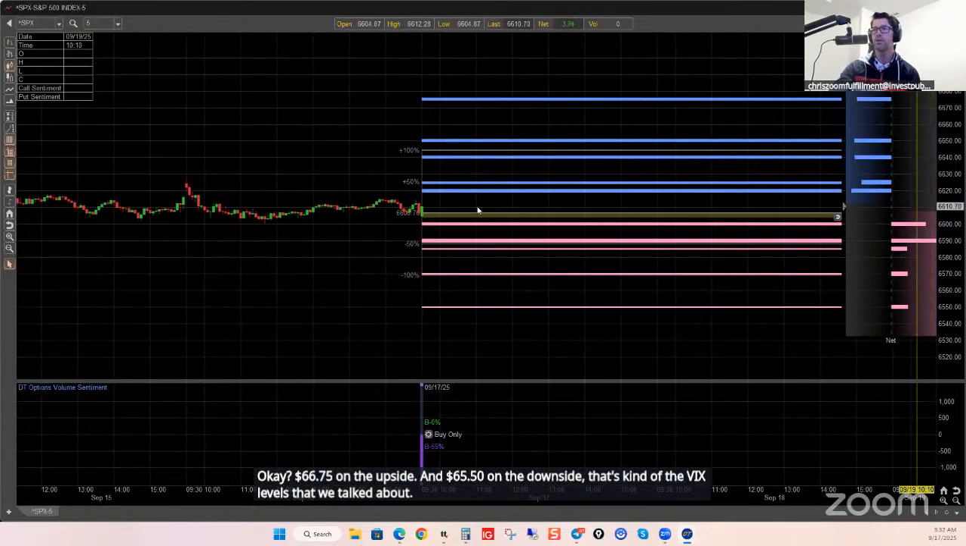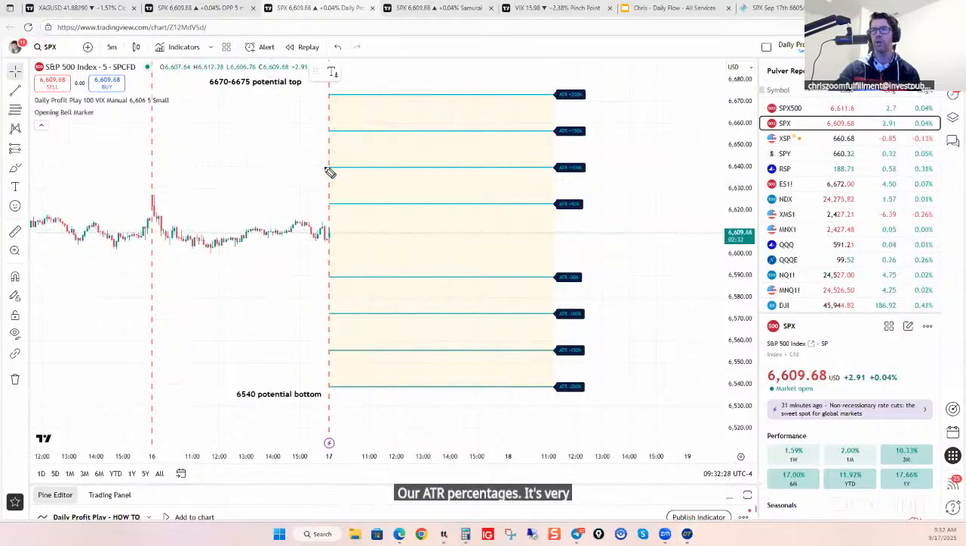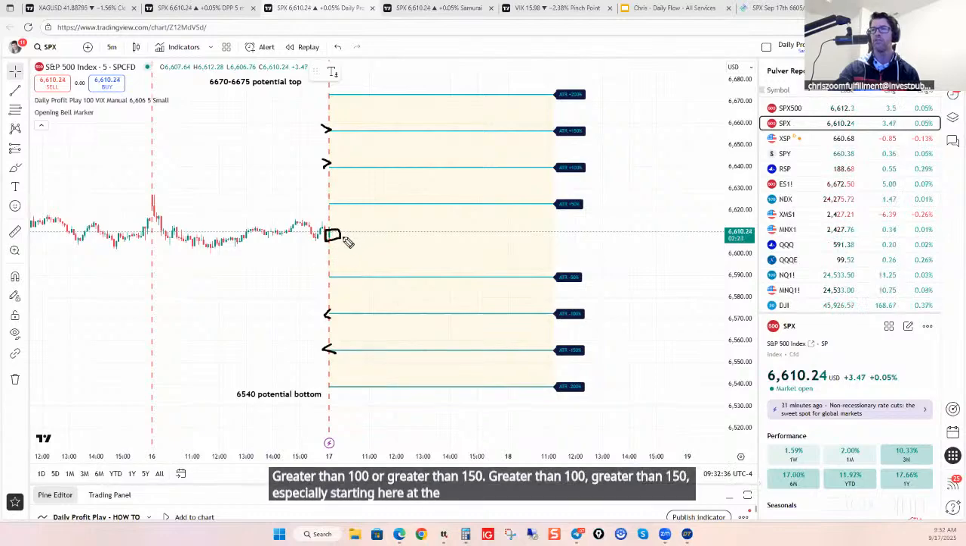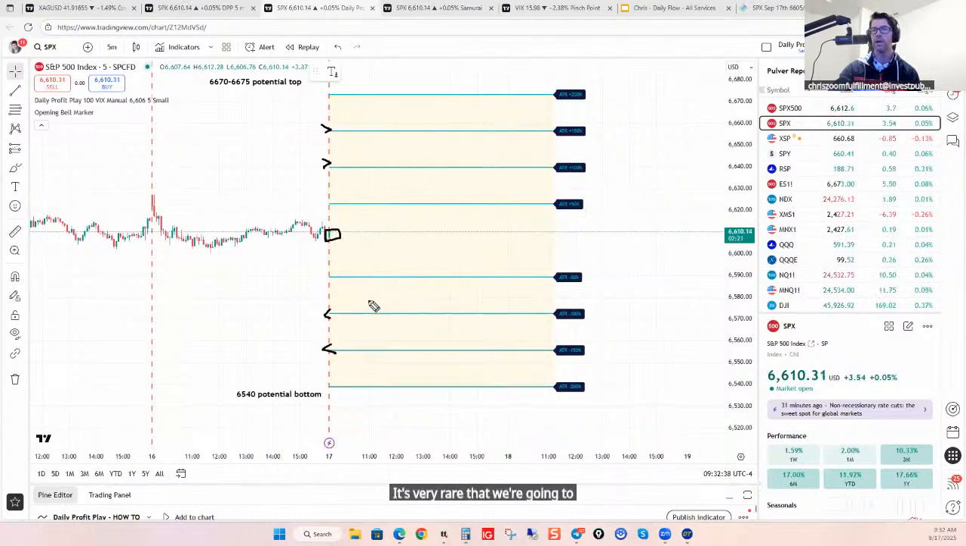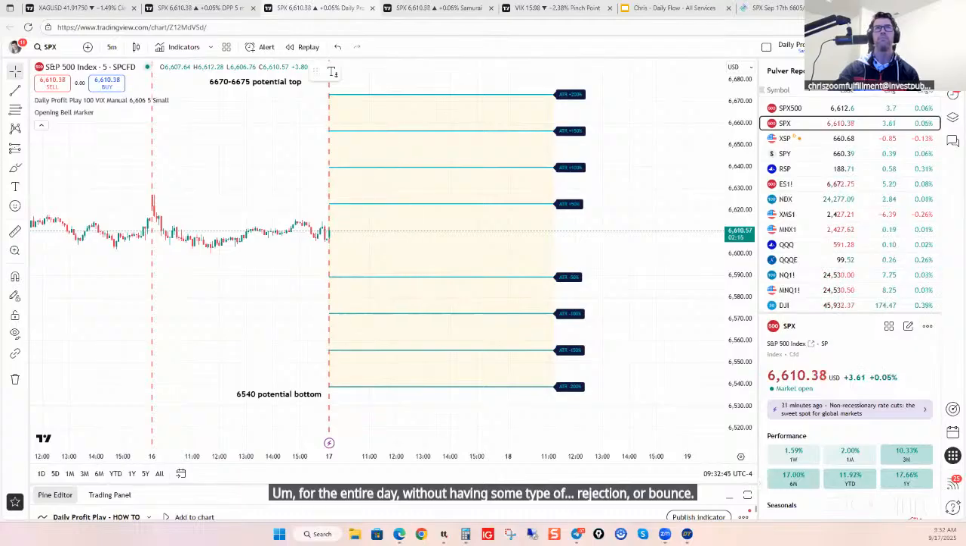The reason I built my daily profit flow indicator is our ATR percentages. It's very rare that we're going to see price going greater than 100 or greater than 150, especially starting here at the open. It's very rare that we're going to see price go there for the entire day without having some type of rejection or bounce.